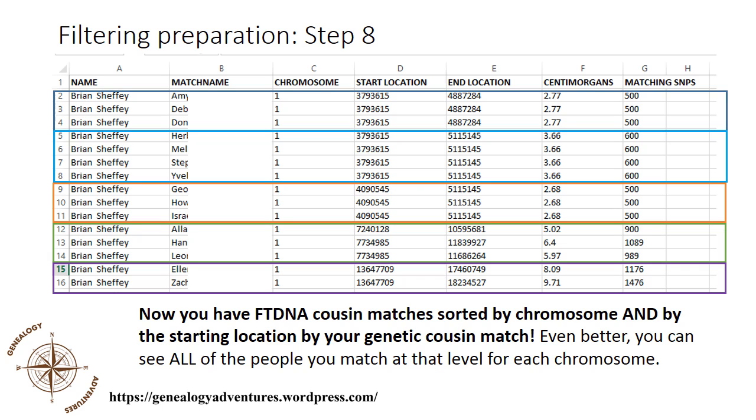But what was really interesting was the second group of cousin matches, the 4 people in the aqua box. We share the same start point as the 3 people in the first group. However, our matching end location for chromosome 1 is different. I share more SNP with the second group than the first. I haven't quite figured out what this means.